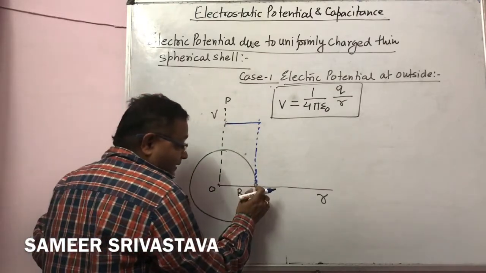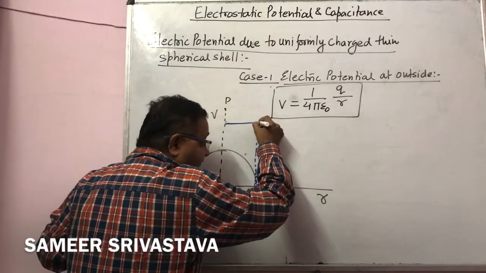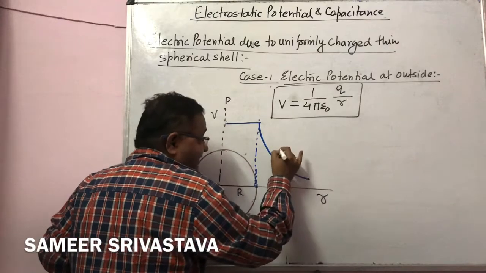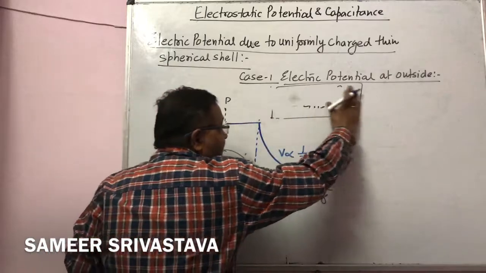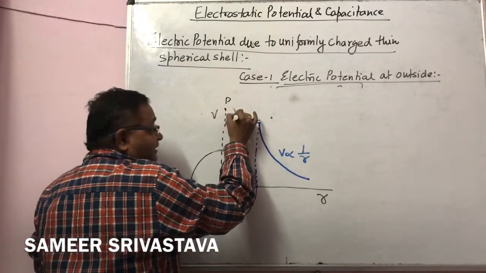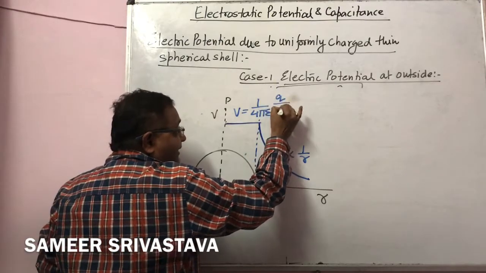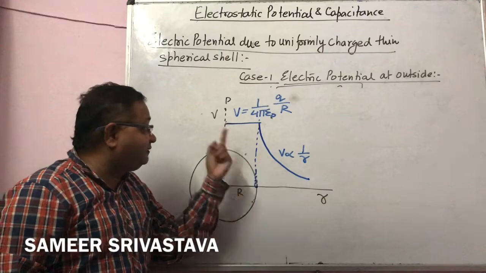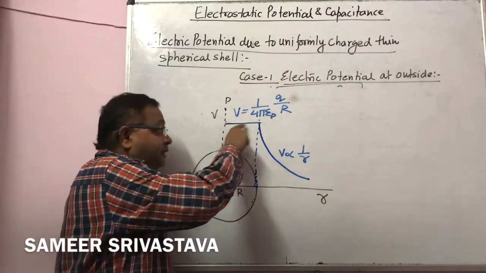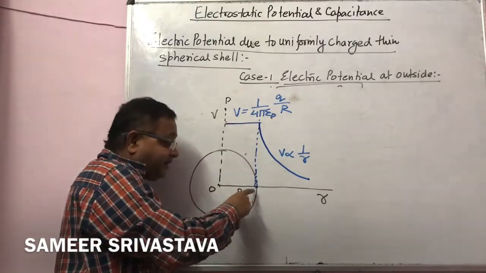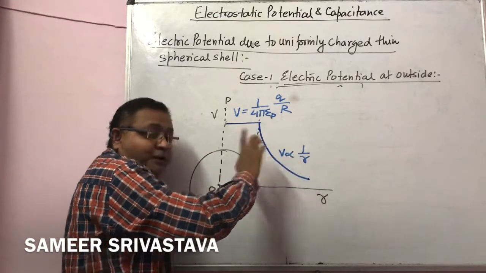But after this shell, if the point is outside, the variation is like this. This is the variation V proportional to 1 by R. And here the value is the same, because in this case the potential formula is 1 upon 4 pi epsilon naught q by capital R. So this is the variation between potential and small r for all three cases. In cases 2 and 3 the potential is constant, but in case 1 the potential varies like this, because V is proportional to 1 by R.